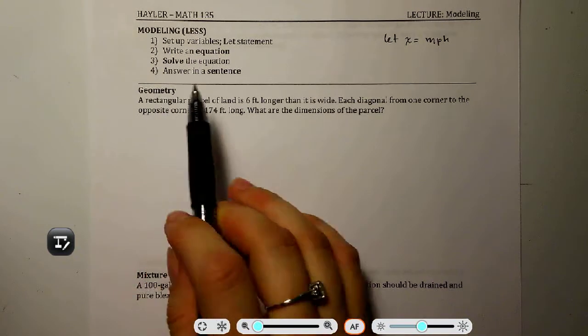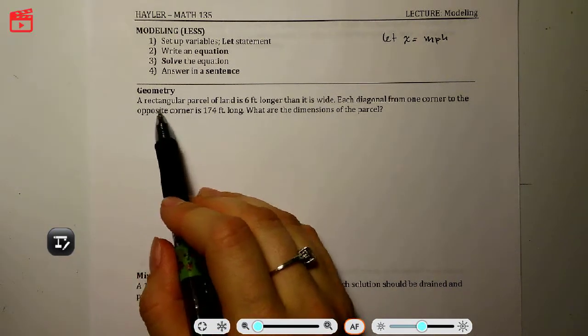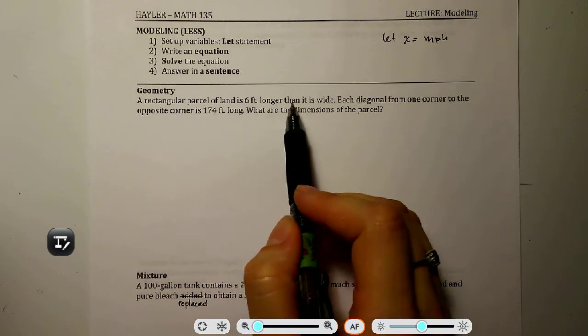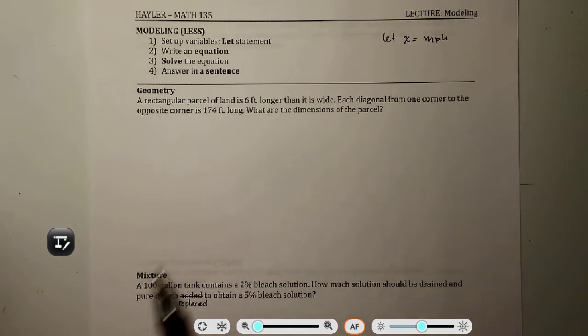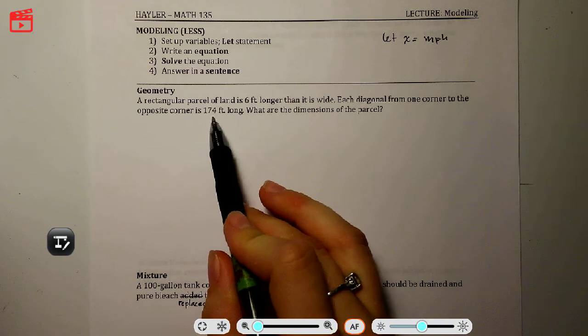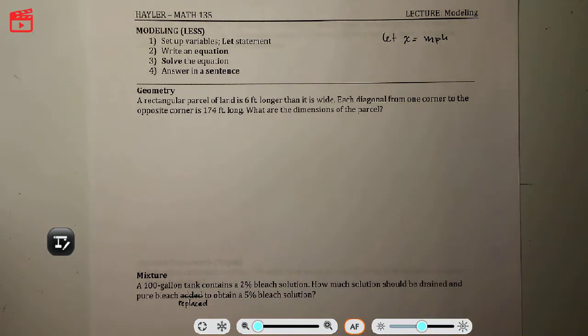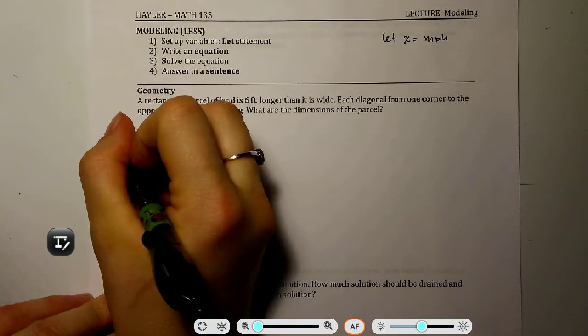This is called a geometry problem. Let's see why it's called that. So, a rectangular parcel of land is 6 feet longer than it is wide. Each diagonal from one corner to the opposite corner is 174 feet long. What are the dimensions of the parcel? Okay, so let's just draw a picture to get an idea of what we're looking at.